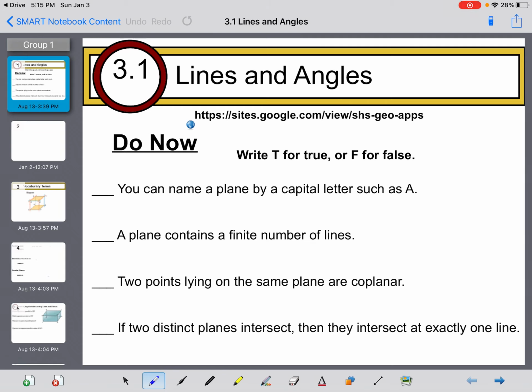You can name a plane by a capital letter such as A. Well, that is true. A plane contains a finite number of lines. That one's false. Infinite number of lines. Two points lying on the same plane are coplanar. That's true. And if two distinct planes intersect, then they intersect at exactly one line. That is also true.